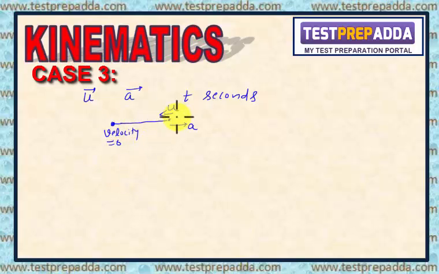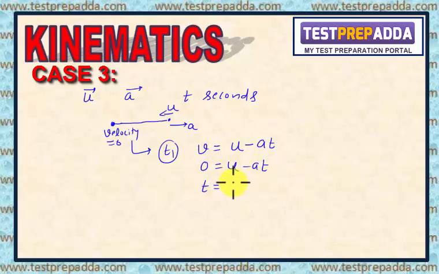Now get this time when the velocity of the particle becomes 0. If I consider this time as t1, to get this I'll use the equation of motion, V is equal to u minus at. I have written minus at because a is in the opposite direction of u. So 0 is equal to u minus at. So t will become u by a. So t1 is equal to u by a.